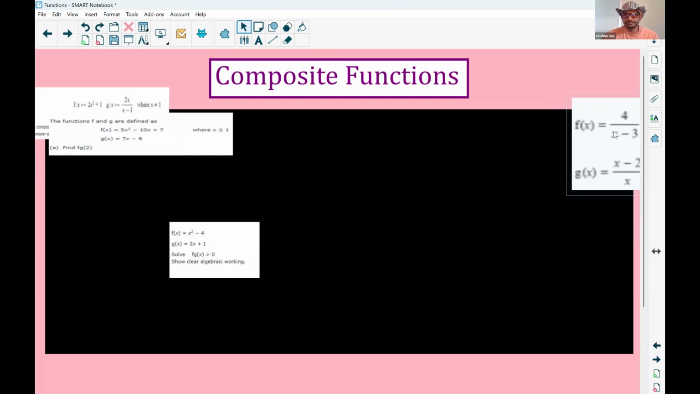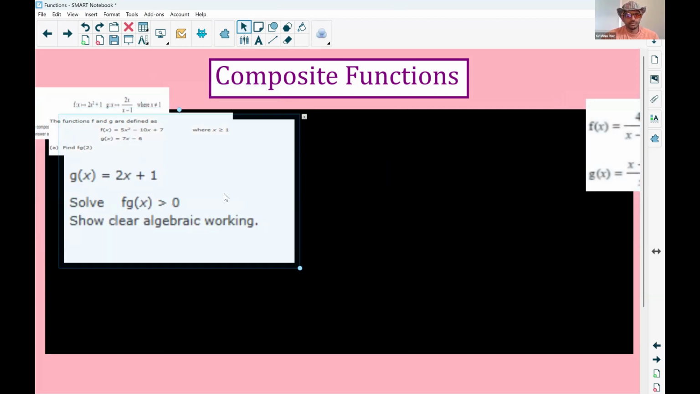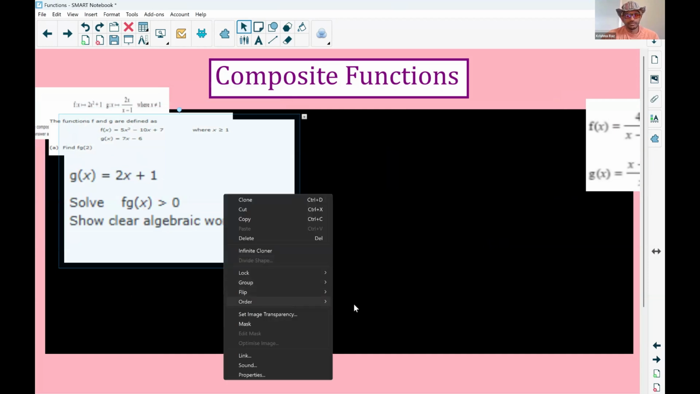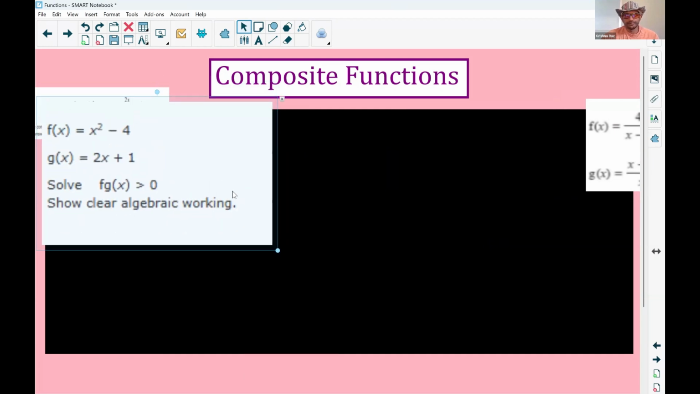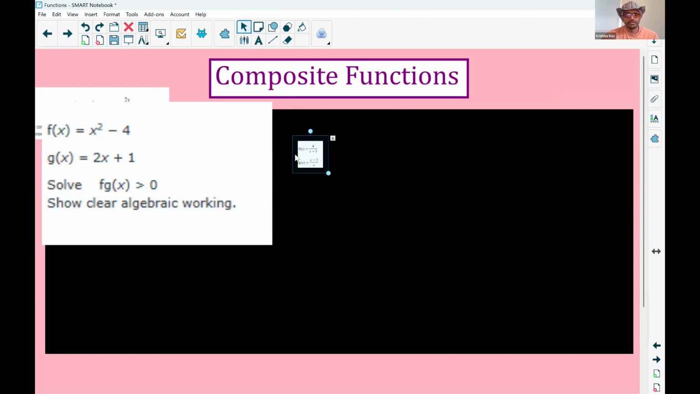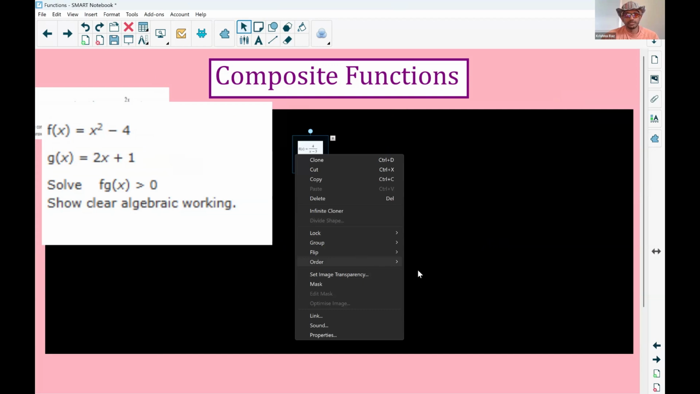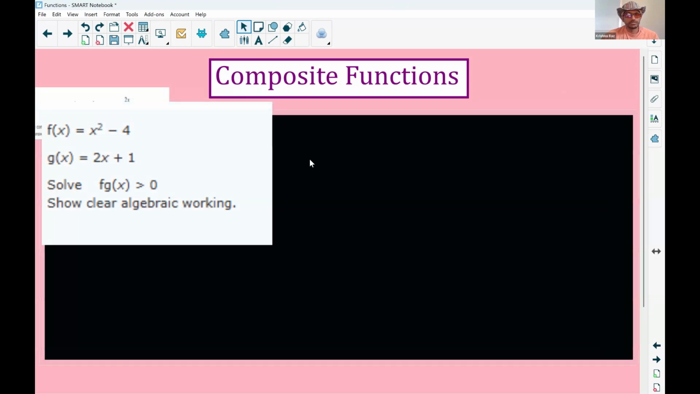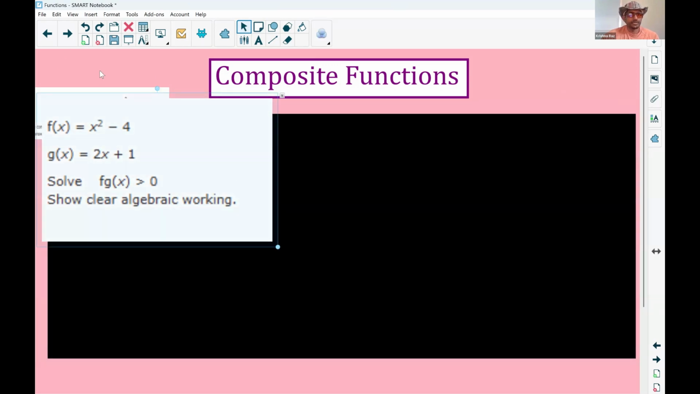That is. Okay, next one. Let's bring this to the front. Okay. Let's minimize that one. Chuck that behind. Oops. All right, let's do that.